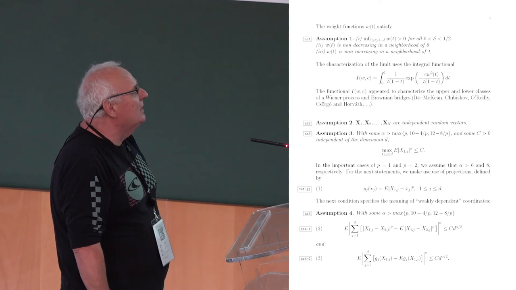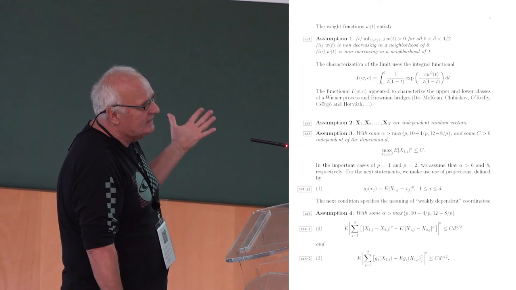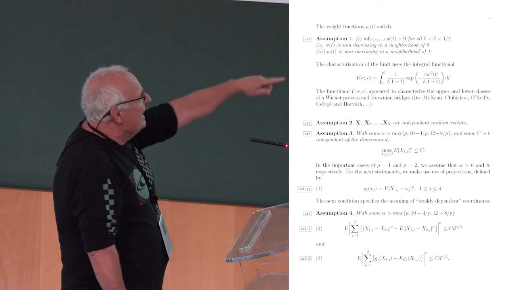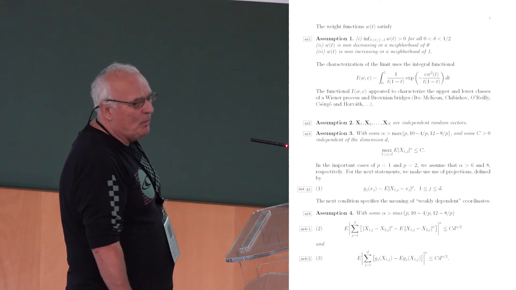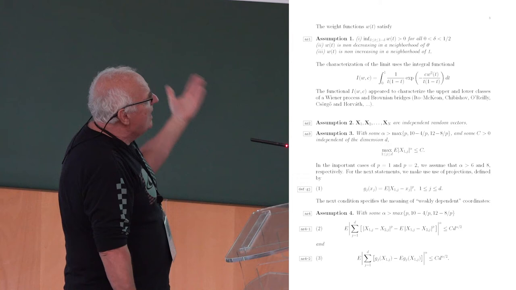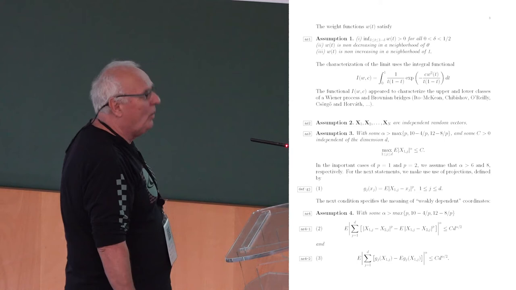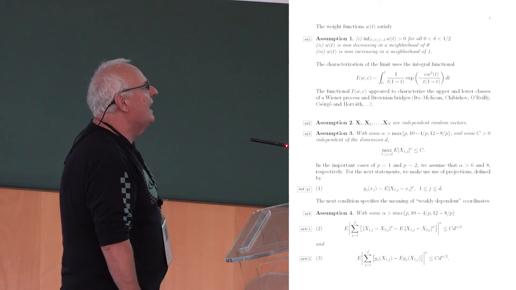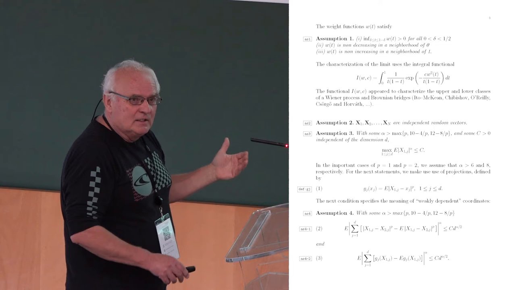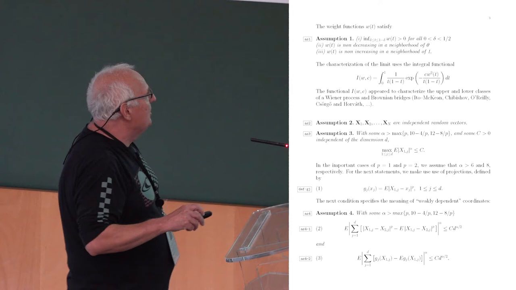I will return to what happens if the dependence between the coordinates is relatively strong. If you look at conditions 2 and 3, they look like moment conditions. The weak dependence comes into the picture when we are looking at the alpha moment, which is bounded by d to the power alpha half. In some sense, it is telling you that those coordinates, when d goes to infinity, will satisfy the central limit theorem. So this is the weak condition, in the sense that the central limit theorem will be satisfied for the coordinates.